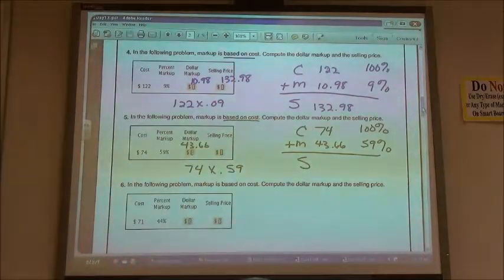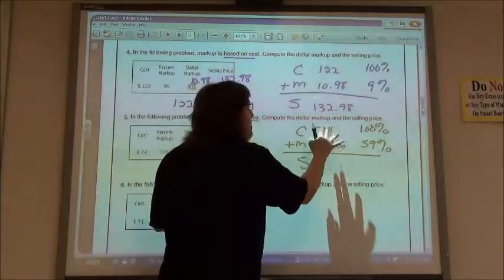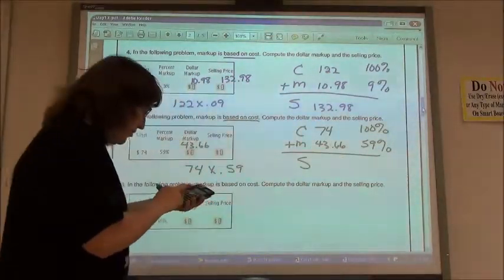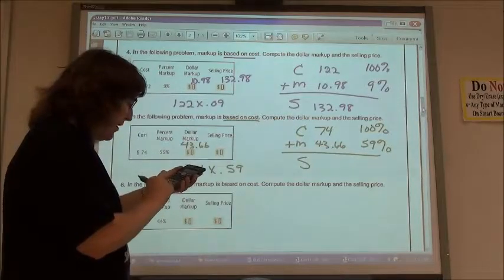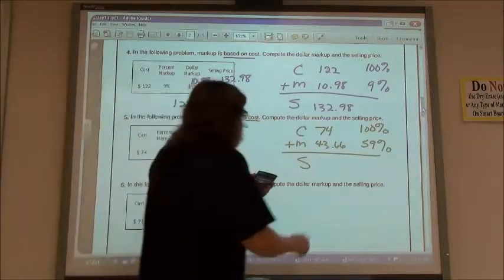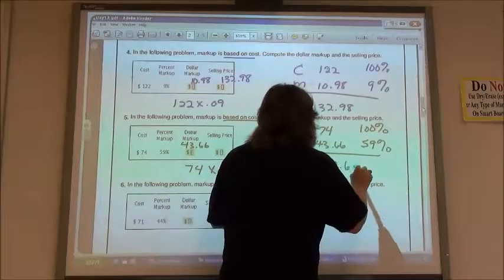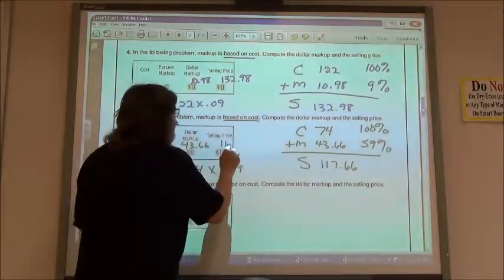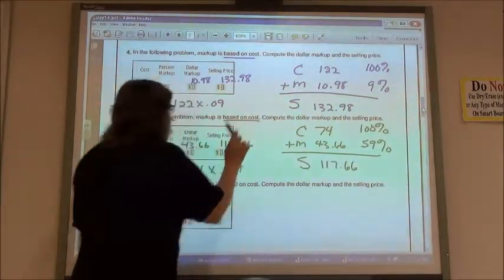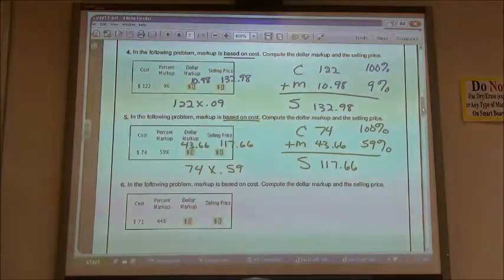If I want to find my selling price then, I'm going to take my cost plus my markup. So 74 plus 43.66 means it's going to be $117.66. So my selling price is $117.66.